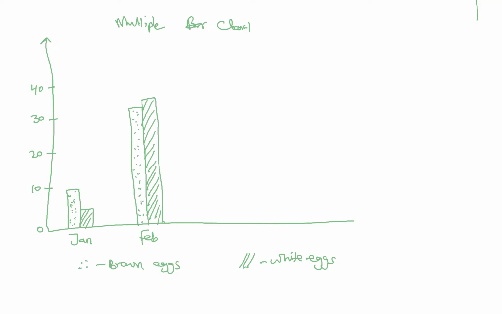And in exam, you need to indicate your key. If you just do this without showing me that the dots mean brown eggs and the lines mean white eggs, your examiner will not understand what you are trying to do, or somebody who is studying what you are doing will not appreciate what you have done. So it's very important that you give the keys, you write the keys under your graph. All right.